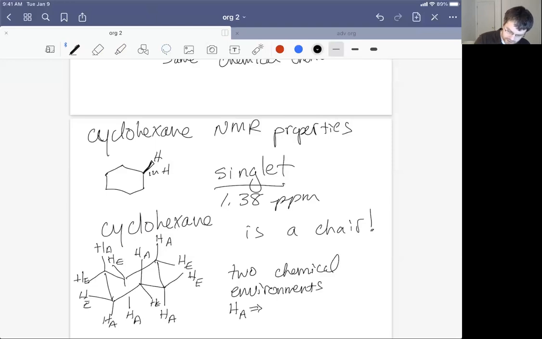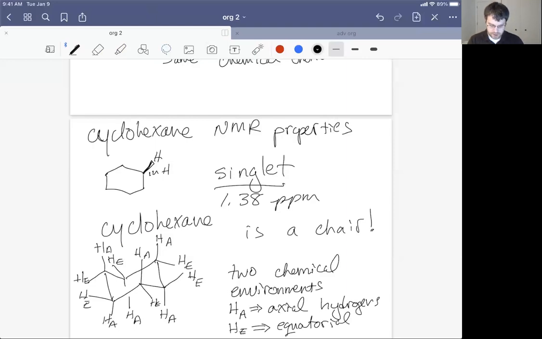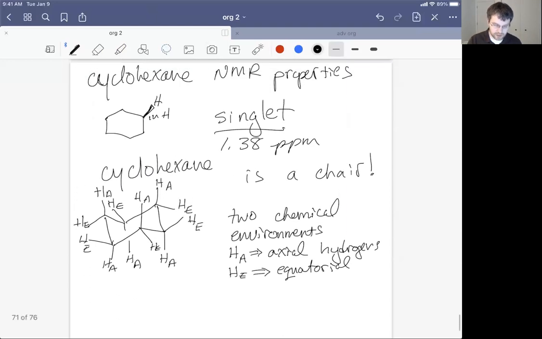HA, which corresponds to the axial hydrogens, and HE, which corresponds to the equatorial hydrogens. Okay, so if there are two chemical environments, why do we only see a singlet in the NMR spectrum? Well, that comes back to the other fun thing that we learned with chair structures. They flip. We can flip chair structures around.